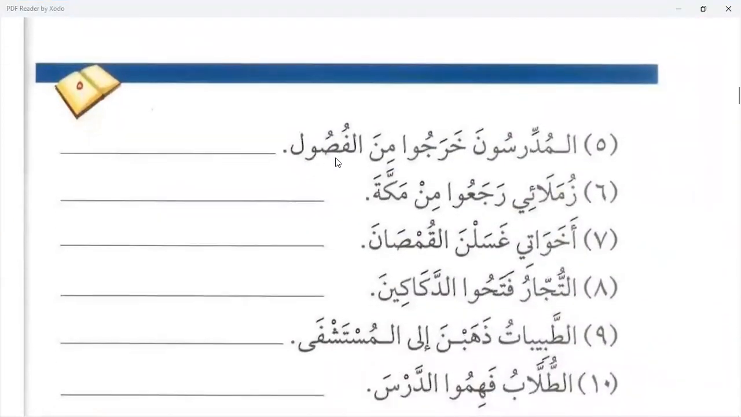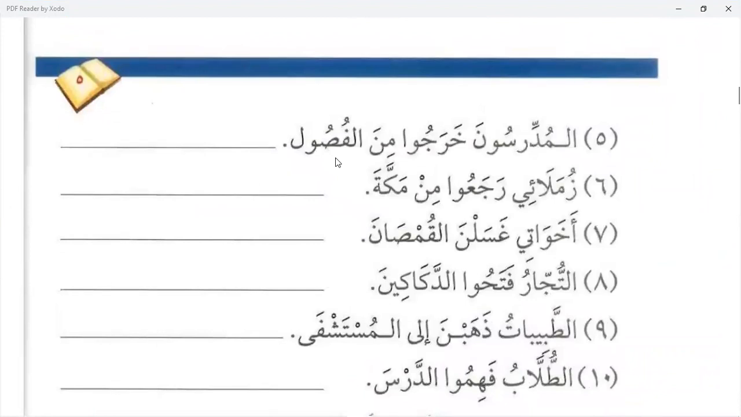Rizwana. Assalamu alaikum. Wa alaikum assalam.